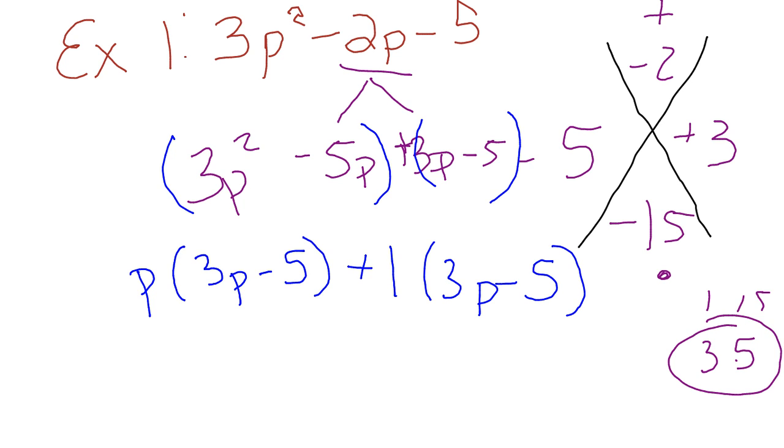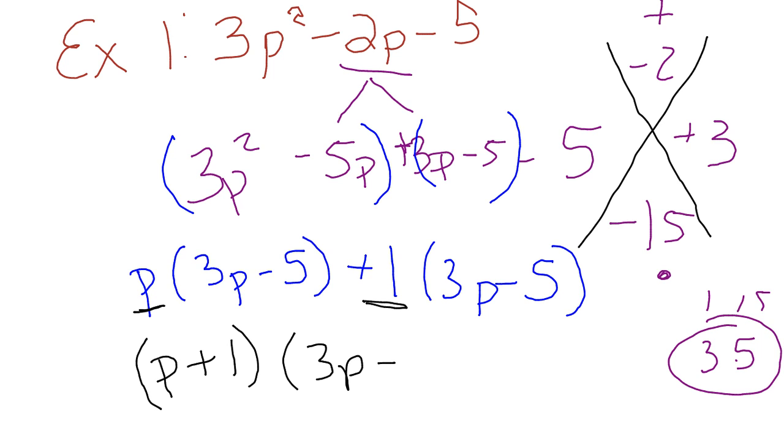When you do this, what's in parentheses should be the same. So looking at this, we have 3p minus 5, and in my second part, I have 3p minus 5. That's what you want to happen. So what you end up doing is you take the p plus 1, which is outside of parentheses, and write it as a factor. And then the 3p minus 5 is another factor. And that would be your answer.